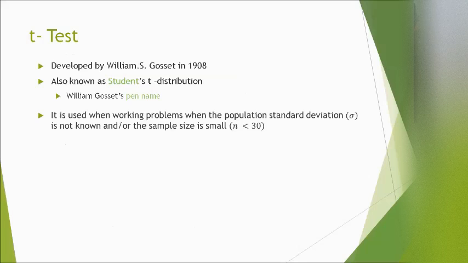Okay, so the t-test was developed by William S. Gossett in 1908, also known as the student's t-distribution, William Gossett's pen name. It is also used when working problems when the population standard deviation is not known and the sample size is small, less than 30. So meaning to say, if your sample size is less than 30, you can use the t-test. Okay?